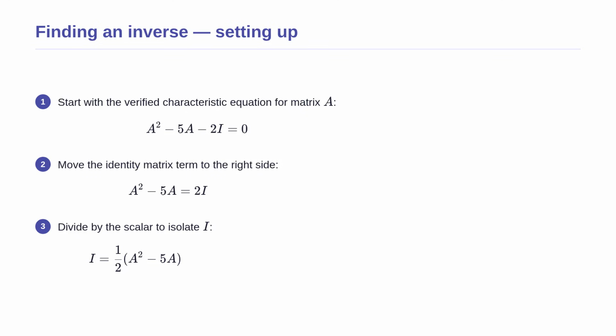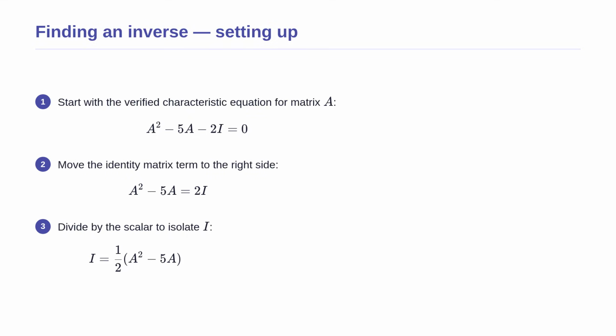Finding an inverse using traditional row reduction can be a tedious and error-prone process. Instead, we start with the characteristic equation we already verified for matrix A. Our primary goal here is to get the identity matrix completely isolated by itself on one side. We move the 2I term to the right side and then divide both sides by the scalar number 2. By treating the matrices almost like regular algebraic variables, we easily rearrange the formula, explaining why this algebraic approach is so much faster.